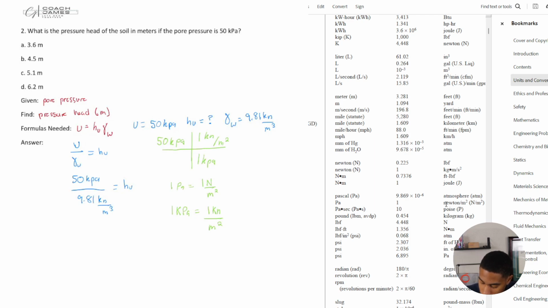So now if you're substituting this out, you know that 50 kPa is also equal to 50 kilonewtons per meter squared, all over 9.81 kilonewtons per meter cubed. And that's how you cancel your units. And you should be left with 5.09 meters, or C.